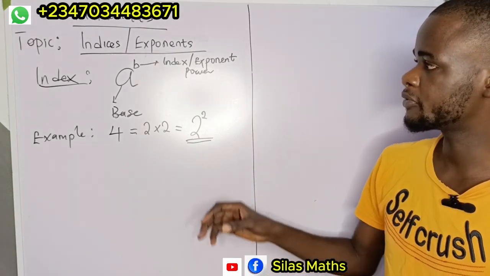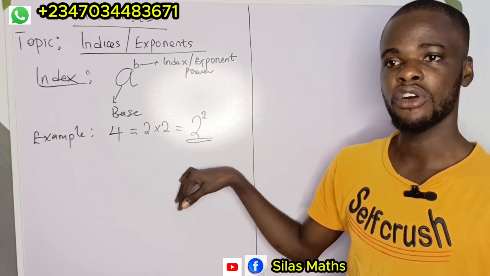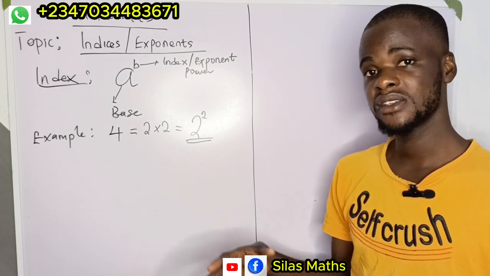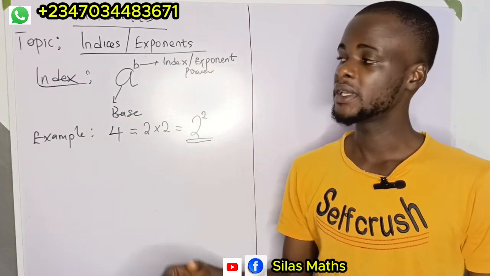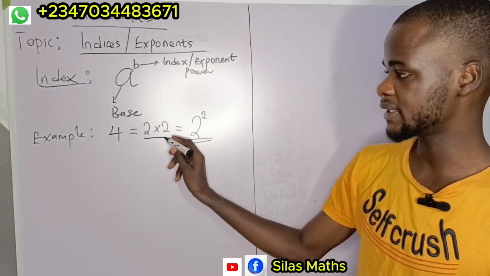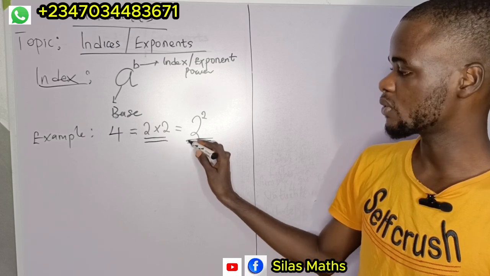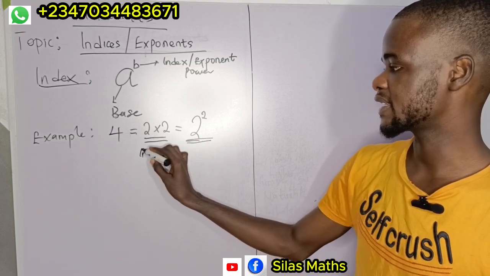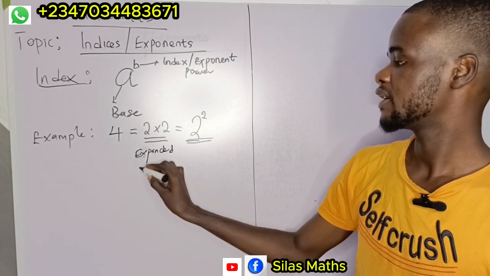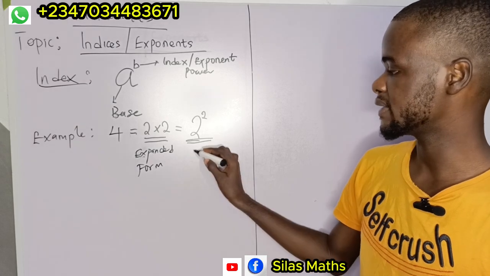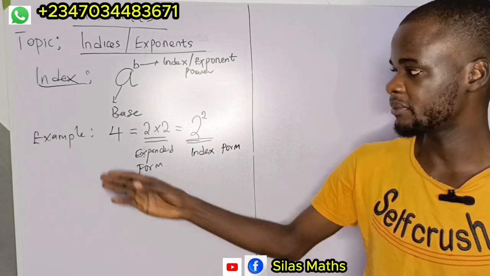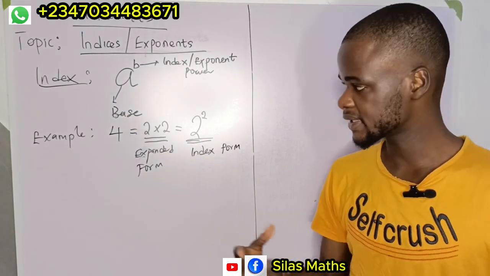But before we go over the laws of indices, let's talk about what we call expanded form, expressing numbers in expanded form and in index form. So in general, this is what we call expanded form, and this is what we call index form. This is the expanded form of 4, while this is the index form of the number 4.